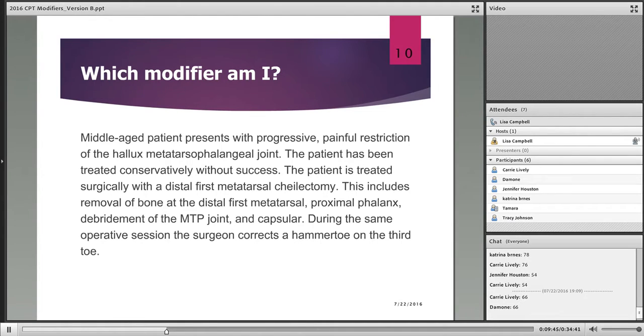So you've got multiple procedures all in the same area. Which modifier would that be?